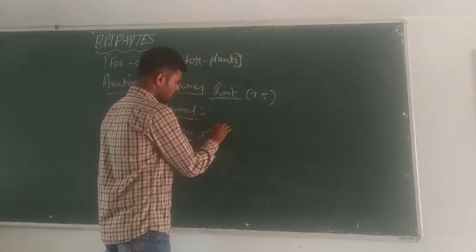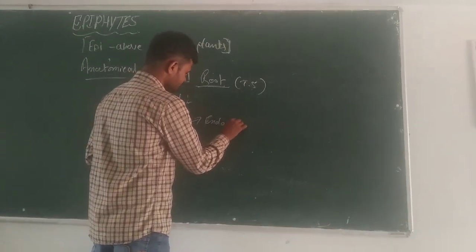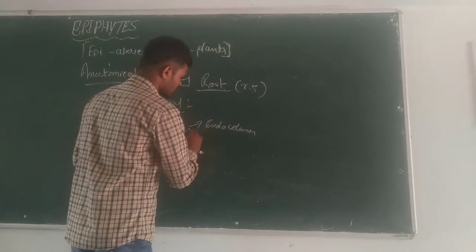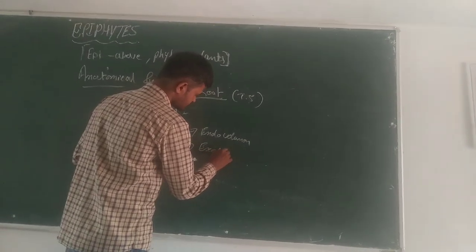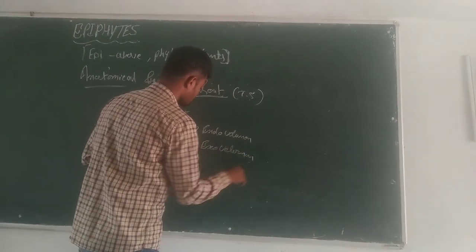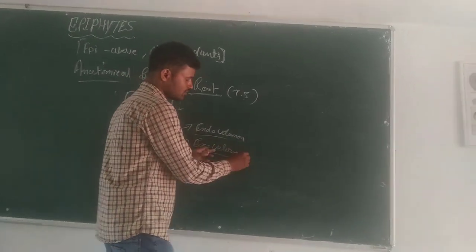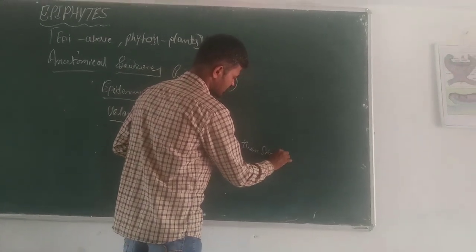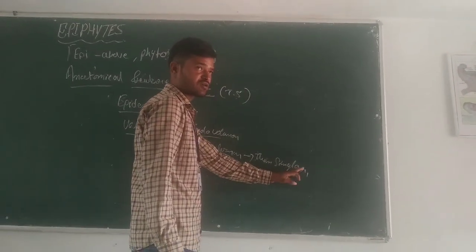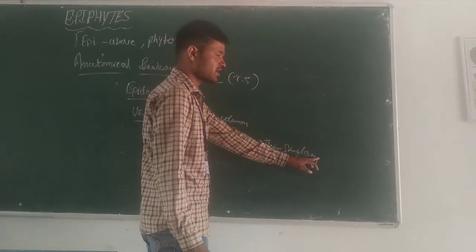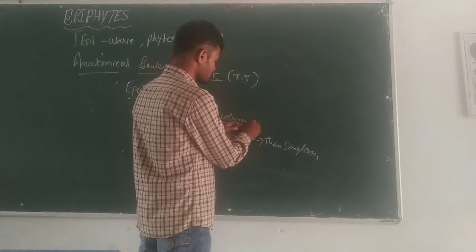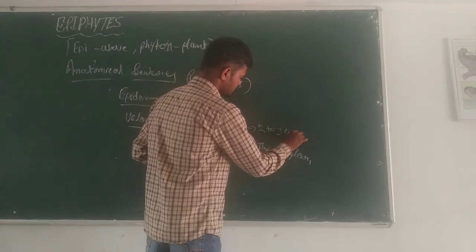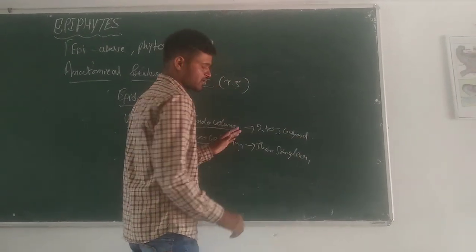The first one is endovelamen, and another one exovelamen. Exovelamen is a thick single layer of isodiametric cells. Another one, endovelamen tissue, is also isodiametric, 2 to 3 layers, present below the epidermal region.